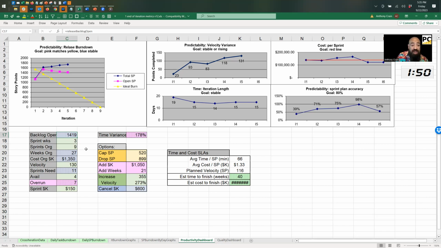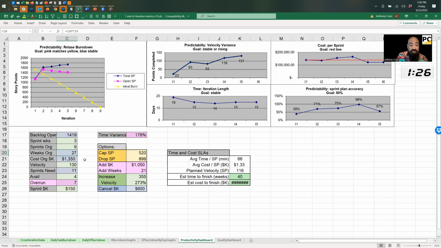Then it says how many weeks is a sprint, in this case, 3 weeks. So this is a team that did 3-week sprints. How many sprints in your plan, and that's 9. You can see that demonstrated here. So there's 9 sprints times 3, which means there's 27 total weeks in the original plan. Now the original cost for this whole thing was supposed to be $1.3 million.